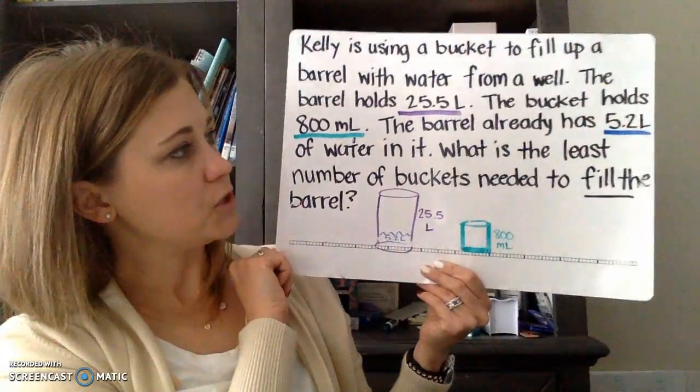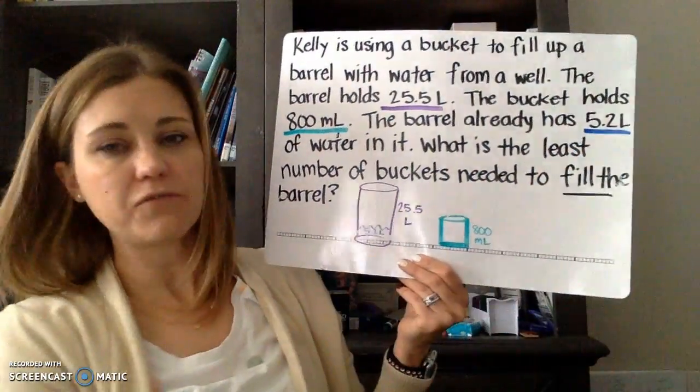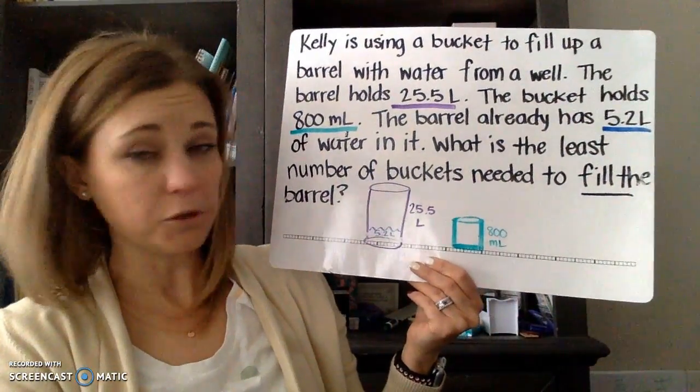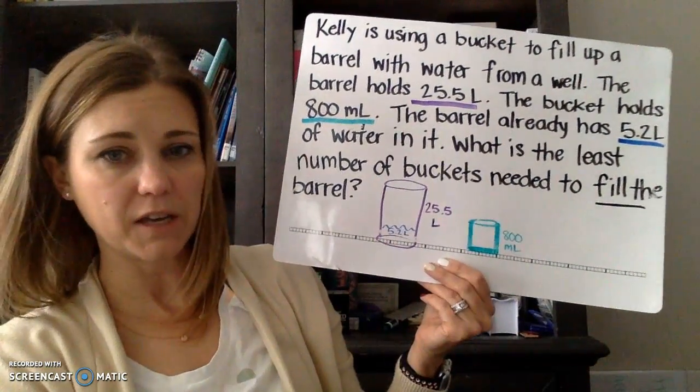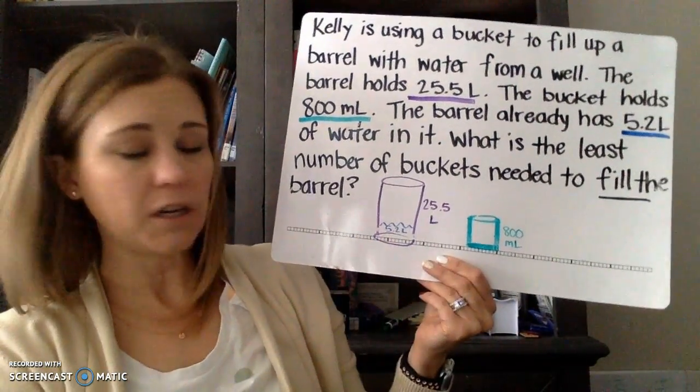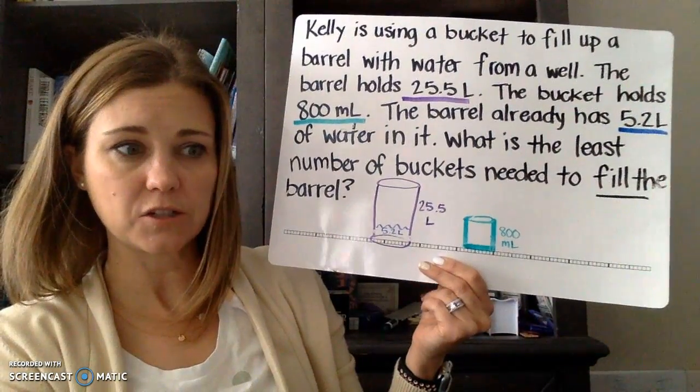And then I come to that the barrel already has 5 and 2/10 liters. So I did blue. It helps me think of that water. And I drew a little wavy line of water right here. And I put in that it already has 5 and 2/10 liters.